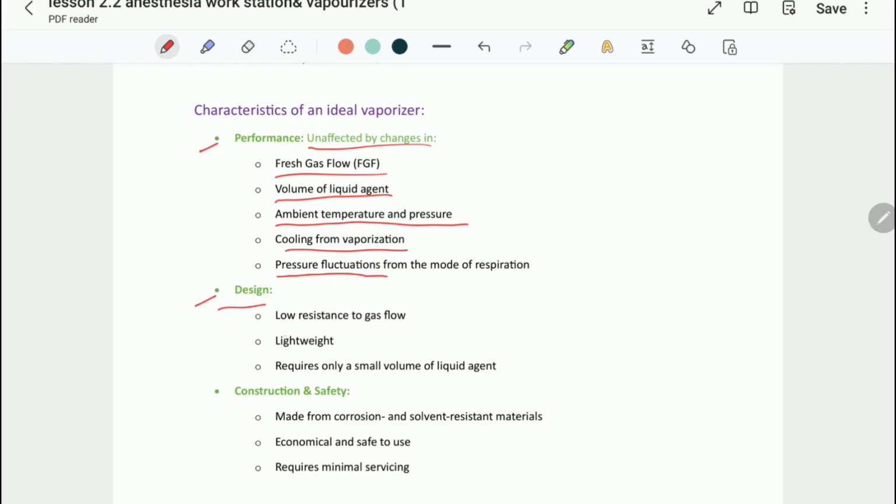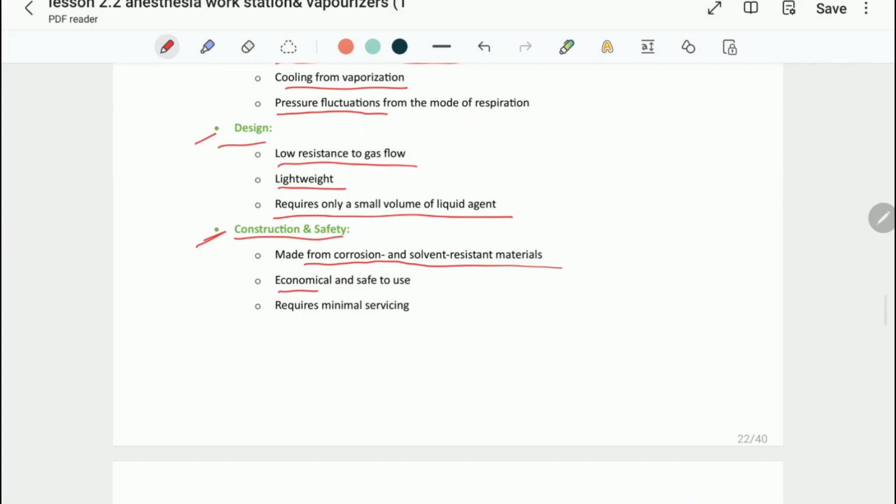Then their design should be low resistance to gas flow. They should be lightweight and require only a small volume of liquid agent. For their construction safety, they should be made from corrosion and solvent resistant material. They should be economic and safe to use and require minimal servicing.